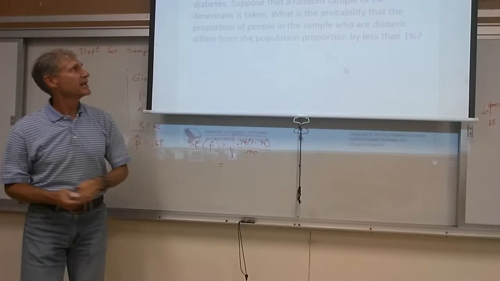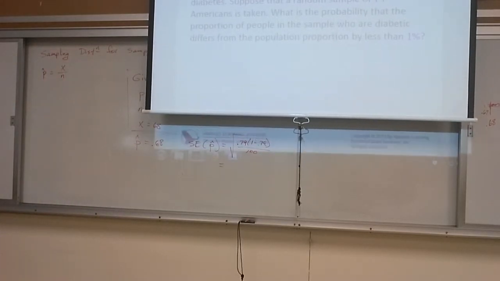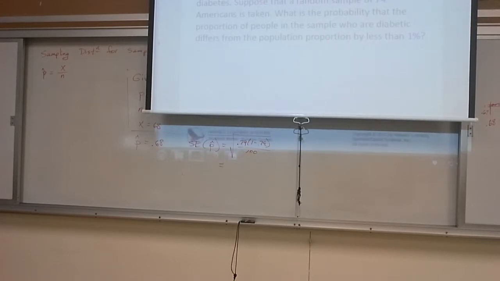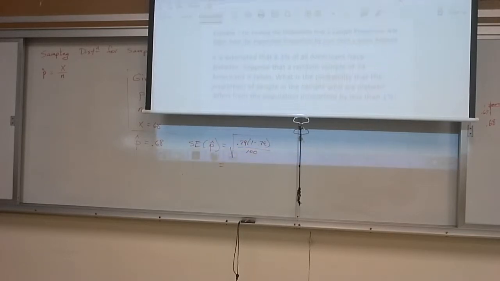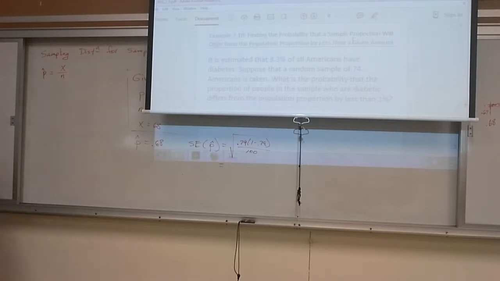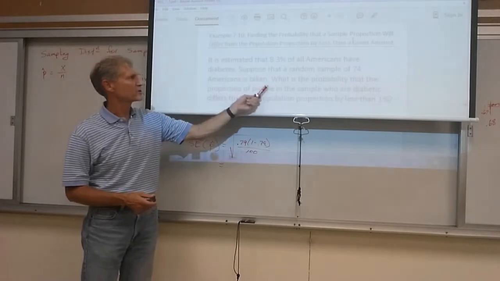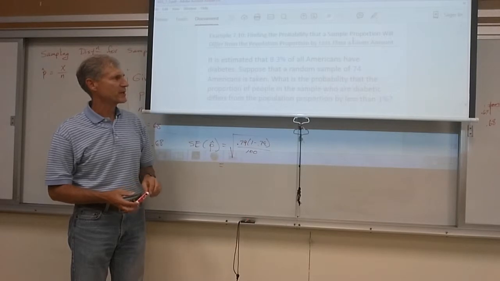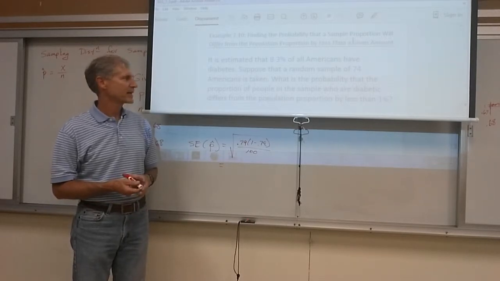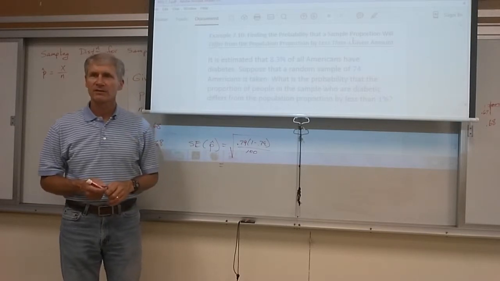It is estimated that 8.3% of all Americans have diabetes. Okay, so my number earlier was way off. That's all right. There, is that still readable? Okay. So it's estimated that 8.3% of all Americans have diabetes. Suppose that a random sample of 74 is taken. What is the probability that the proportion of people in the sample who are diabetic differs from the population proportion by less than 1%? Work that problem.